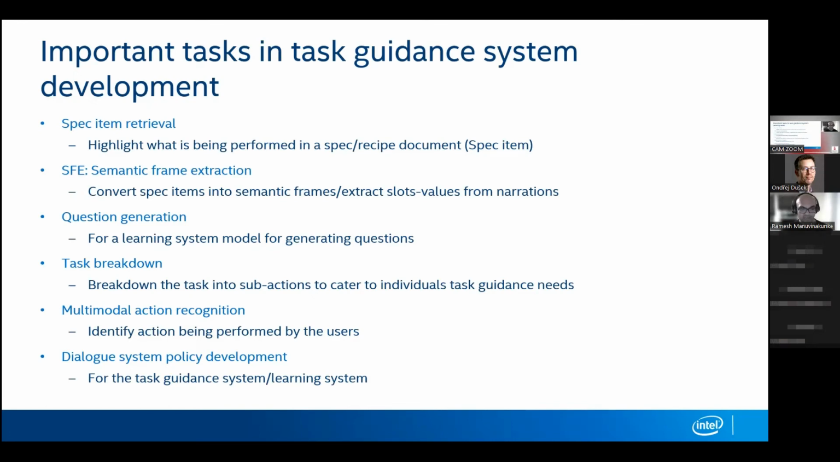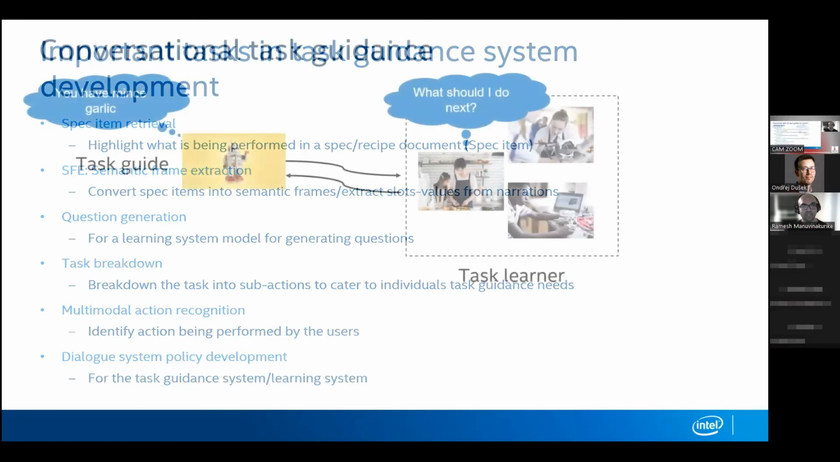There are other aspects, which are multimodal action recognition. There are really good data sets for that, much larger, thousands of hours, which might be better to learn a good representation, for example. But our data set could help to use these representations and then fine tune. And then, of course, the dialogue system policy development.